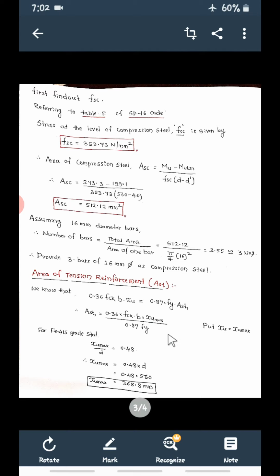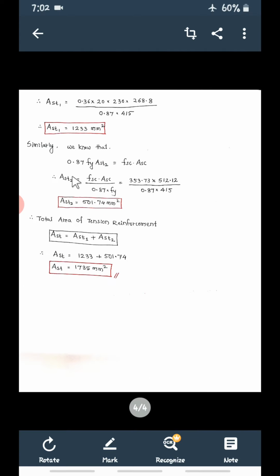Here substitute. AST1 is equal to 0.36, FCK is 20, B is 230 into XU max divided by 0.87 FY. So the area of steel in the singly reinforced beam, AST1, is 1233 mm square. This is AST1. Now next you have to calculate AST2, because total AST is AST1 plus AST2.